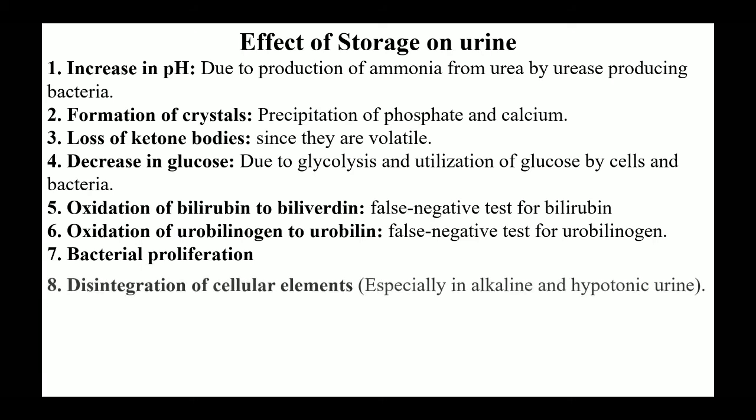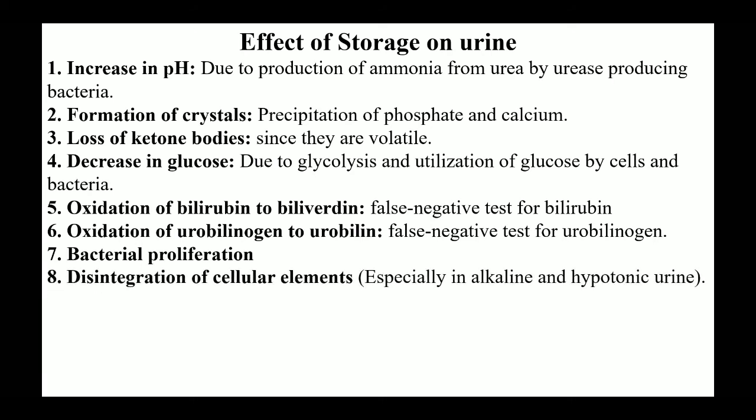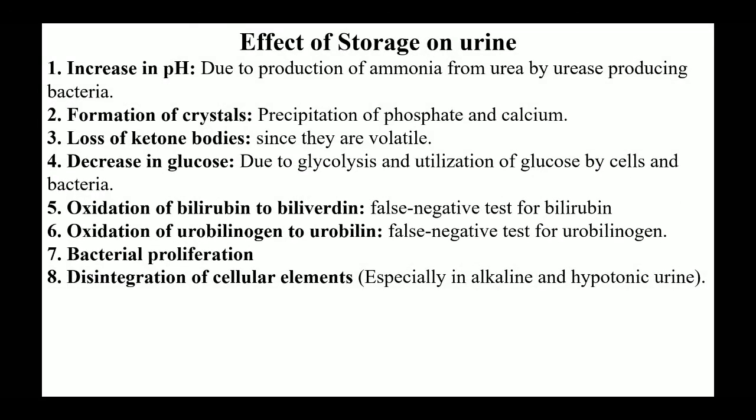And finally the disintegration of cellular elements. So this is a very vital thing, because in case of many routine examinations we look for cellular elements. Cellular elements means the RBC, the WBC and the epithelial cells. So if we are delaying the procedure, the cellular elements will ultimately get disintegrated and we will get a false negative result.